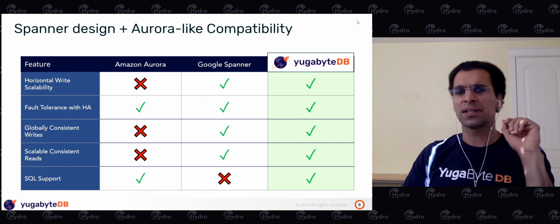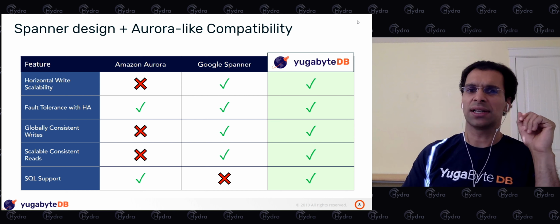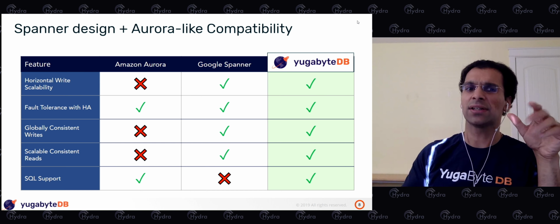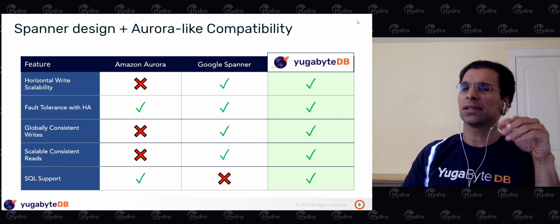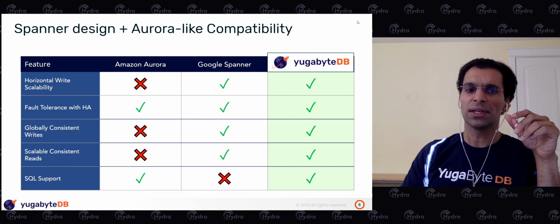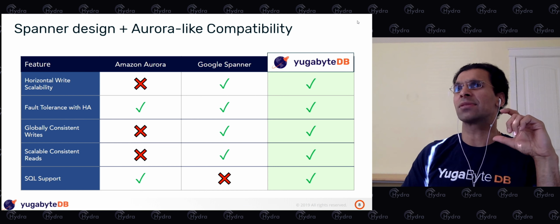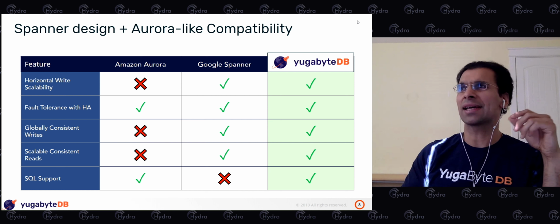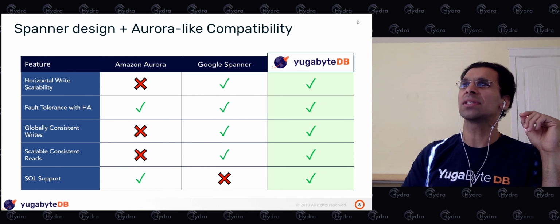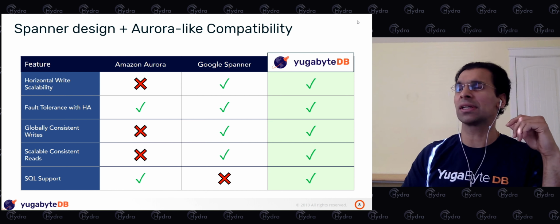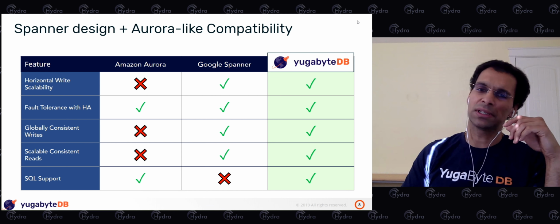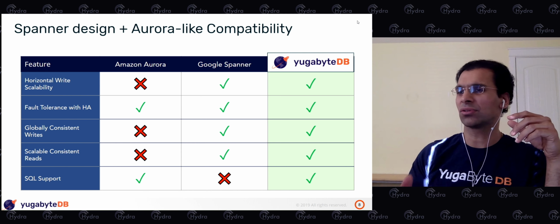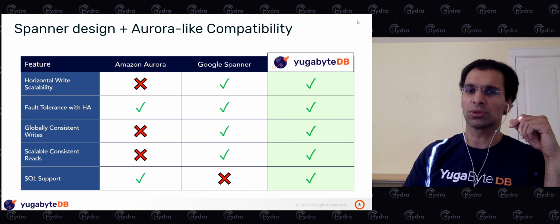And on the Google Spanner side, all of these are covered. It is horizontally write scalable. It can do geo-distributed deployments and scalable reads from anywhere. But it doesn't have as much SQL support. For example, Google Spanner only recently added foreign keys, which are extremely critical in the RDBMS world. And other features like triggers or partial indexes are all missing from Google Spanner.